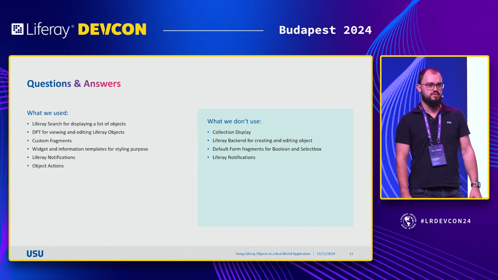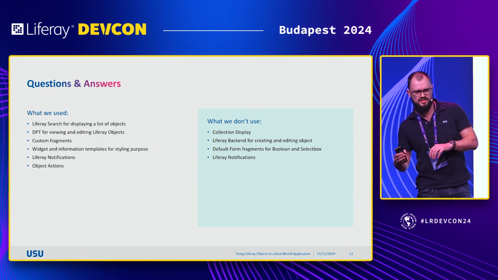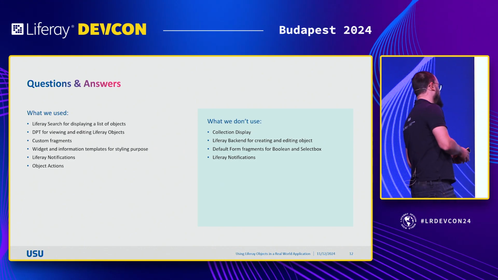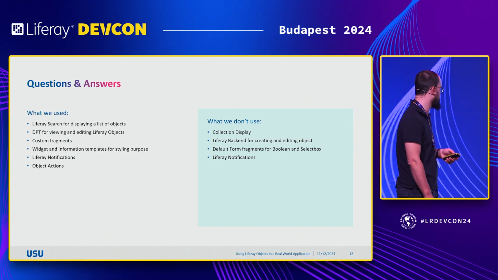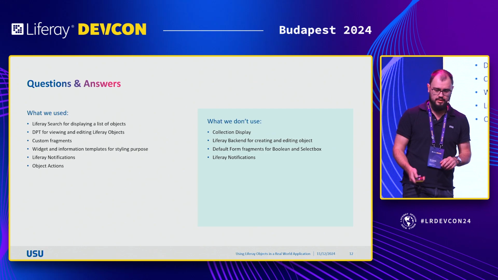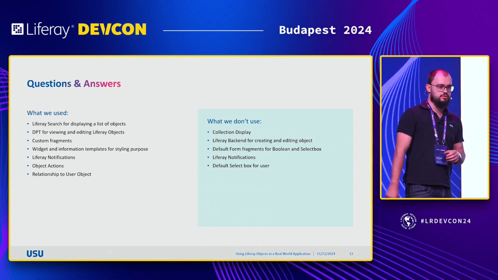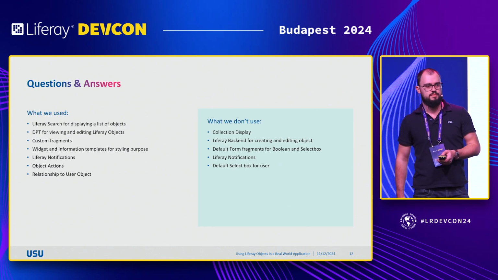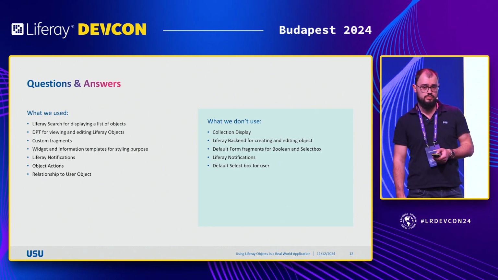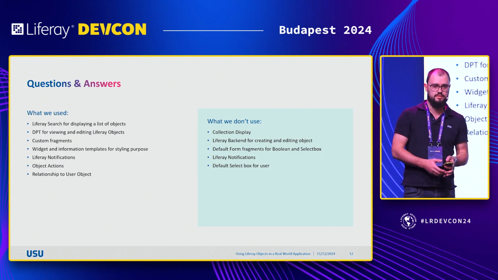We also tried to use the Liferay notifications in the Groovy script, but this is a strange thing to do, so it's easy to use the mail message service. And for sure we use object actions. At last, you could use the default relationship to the user object from Liferay. It was really helpful. The only thing we had to adapt was the select box because of the names.